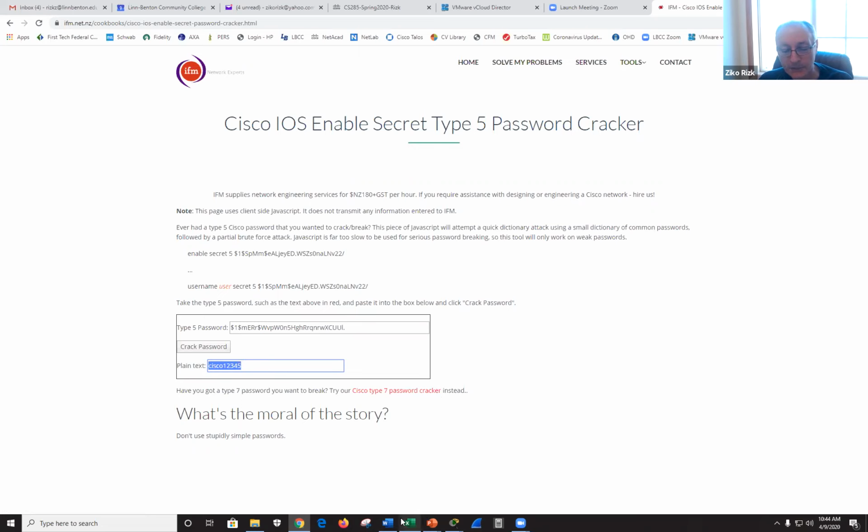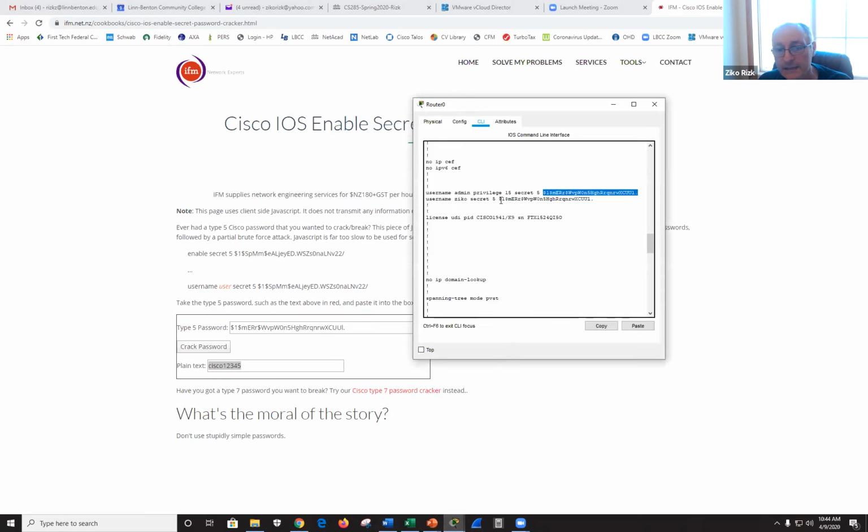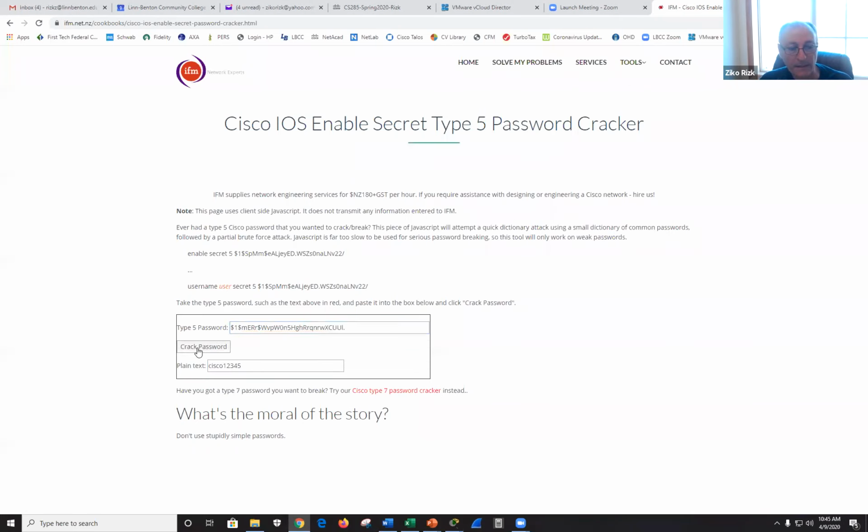So let me try the other password and see. Come back here. And this is for Zico. Copy and crack the password. Okay. They were both the same key. I'm not sure if you noticed that. Okay. Right. Here we go. All right. So this is a lesson on not using easy passwords, because easy passwords can easily be cracked.